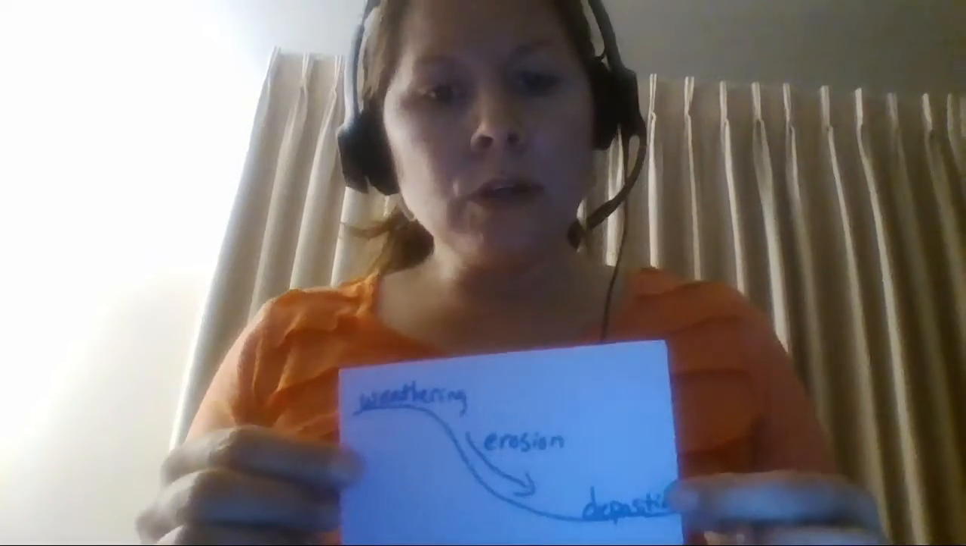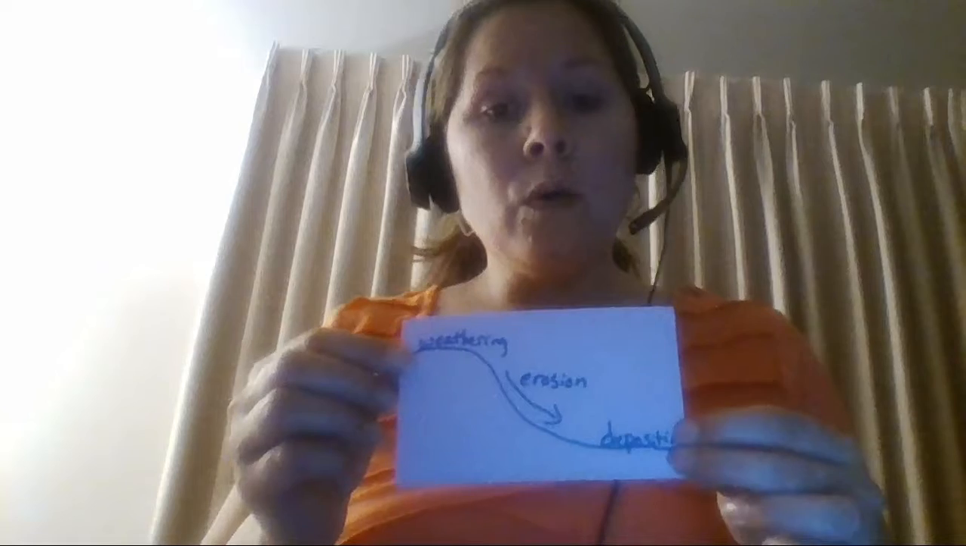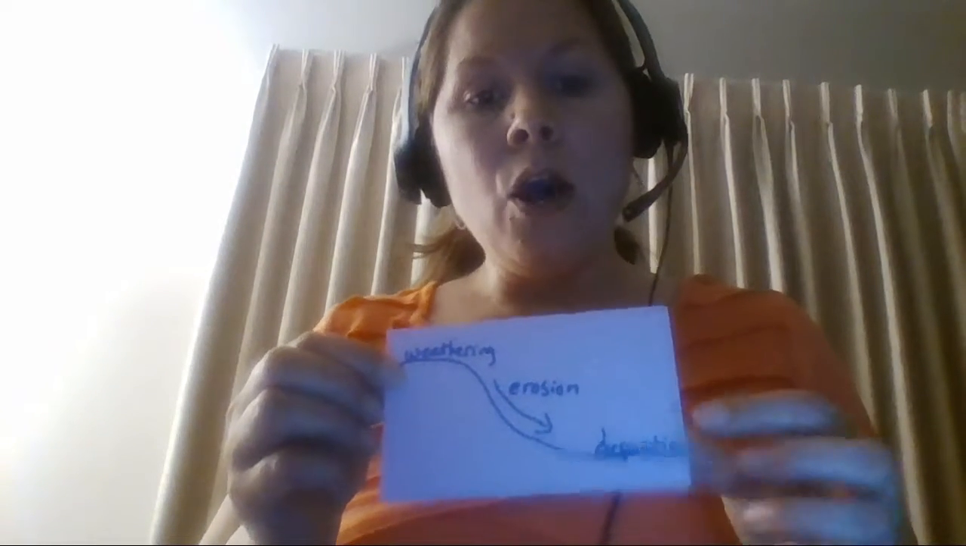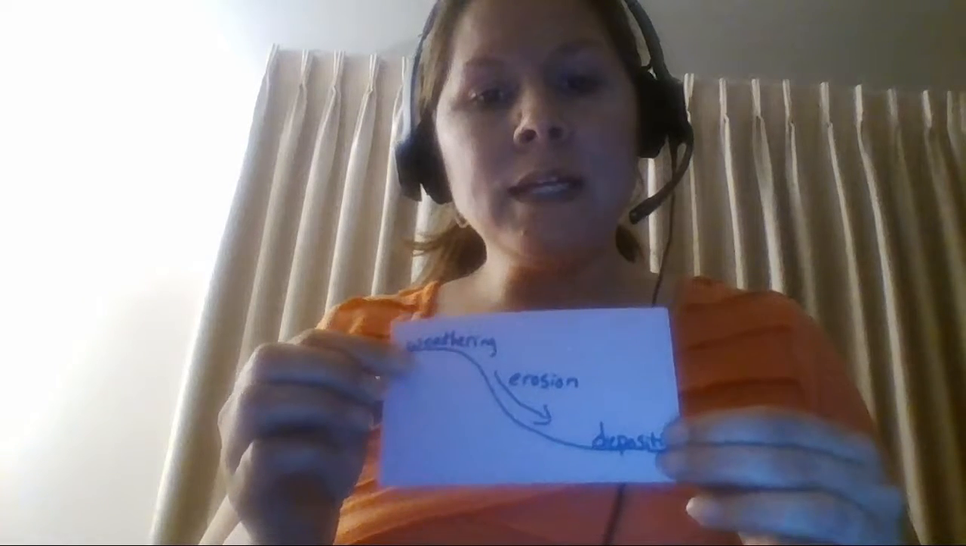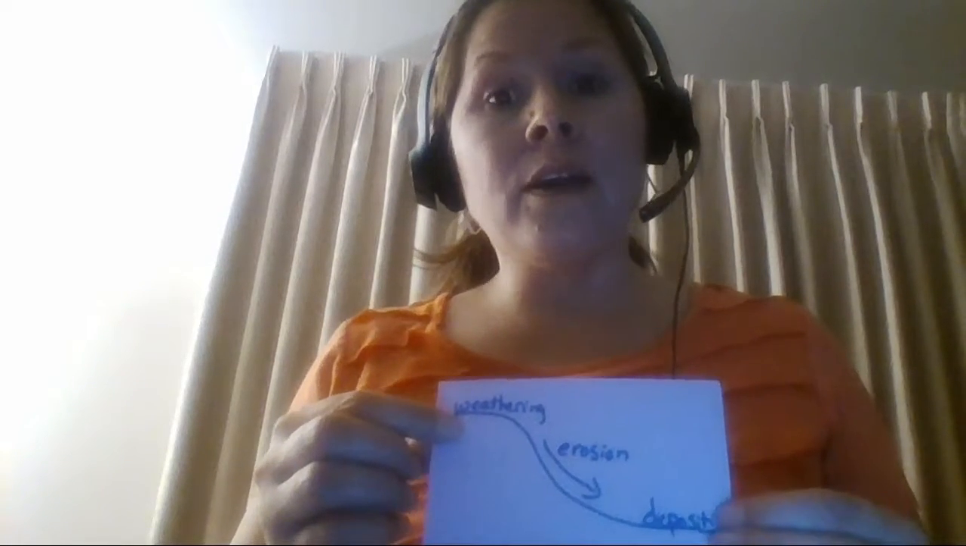These three terms are often confused, especially weathering and erosion. So often they're used interchangeably, but they are not the same thing. Weathering is the breaking down of materials, and that happens in place. So there are lots of things that can cause weathering. Think of anything that could break up a rock. That could be an animal digging, that could be wind, that could absolutely be water.